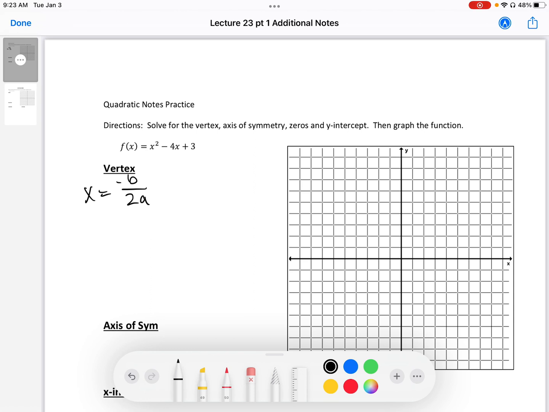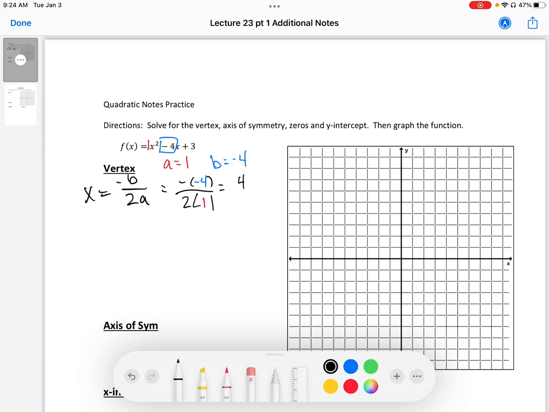Okay, so I am going to identify what my a value is. My a value for this is 1. What is my b value? Well, my b value for this is negative 4. And I'm going to plug that in. X equals negative, my b would be negative 4, over 2a, and my a is 1.